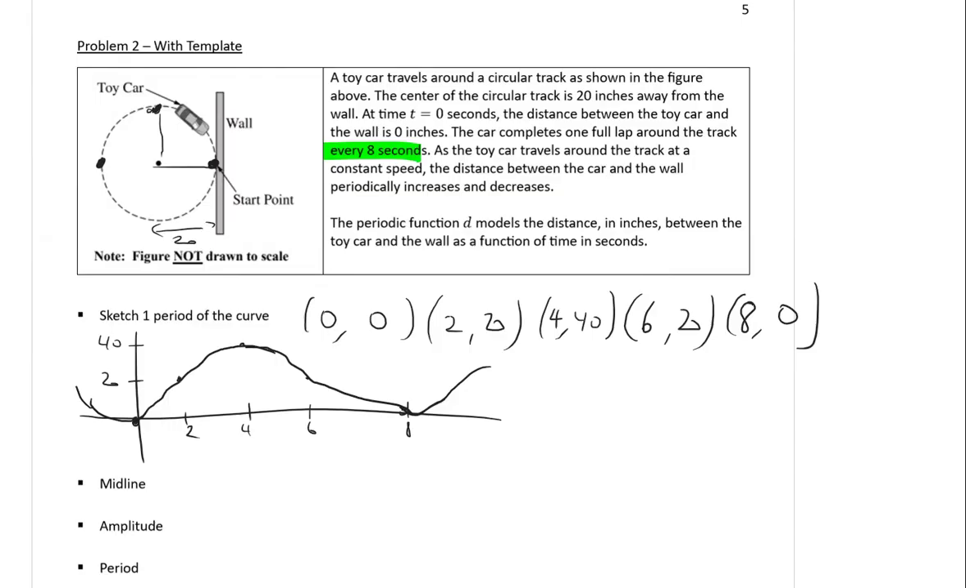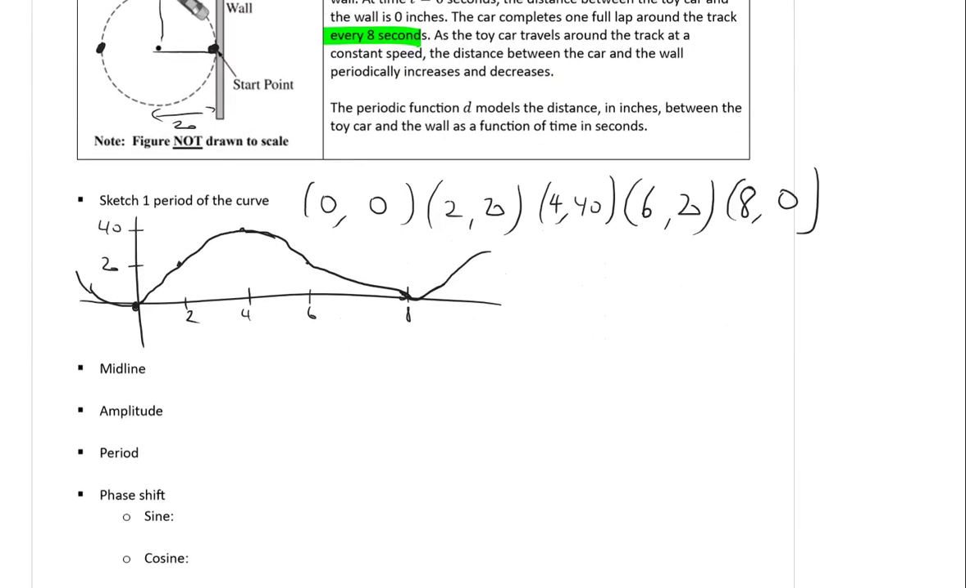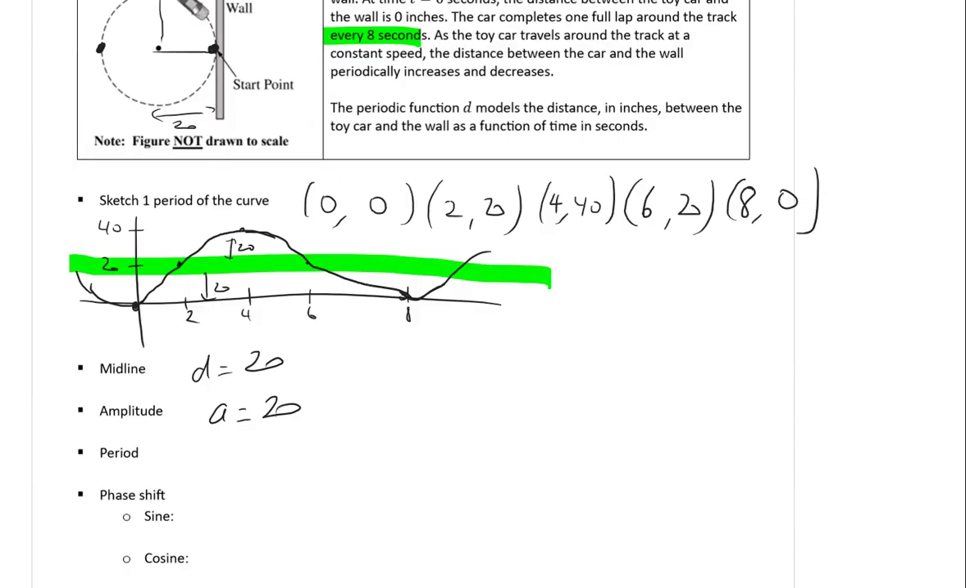All right, let's get the parameters now. Let's get the midline first. Clearly, the midline is at 20. Hopefully you can see that, okay? So D would be 20. What about the amplitude? Amplitude is how much it swings up or down from the midline. That would be 20, yeah? As well. All right, what's the period? Period is how long it takes, so 8 seconds to repeat. So that's 2 pi over b. So then b is 2 pi over 8, which is pi over 4.